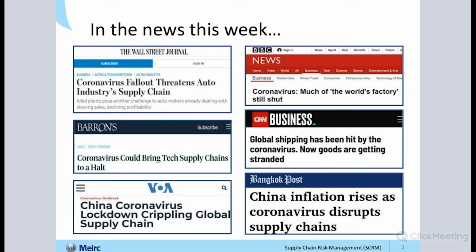In fact, this week, Nissan announced that one of its plants in Japan will be shutting down because of interruptions to the supply chain. And Hyundai had the same thing in South Korea last week, where they shut down their plants. So this is why we talk about this.